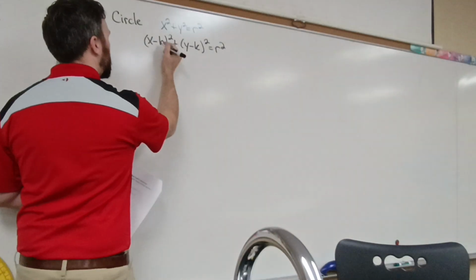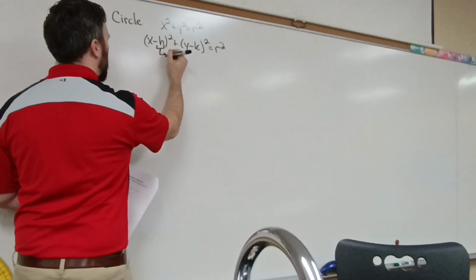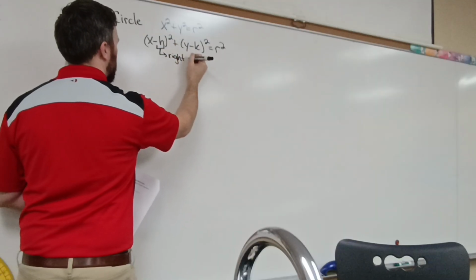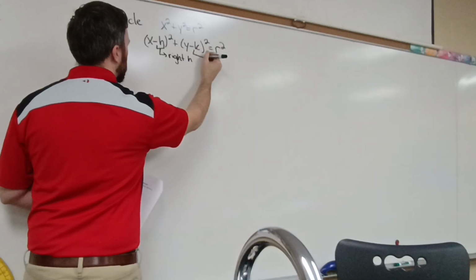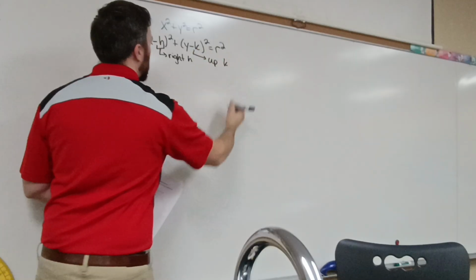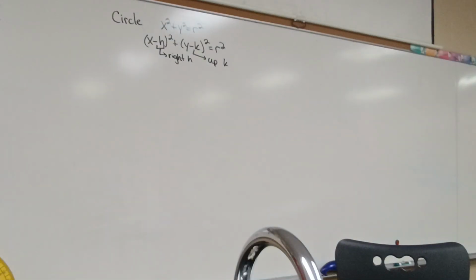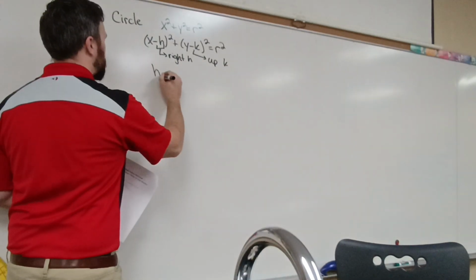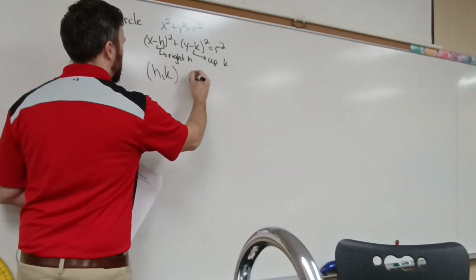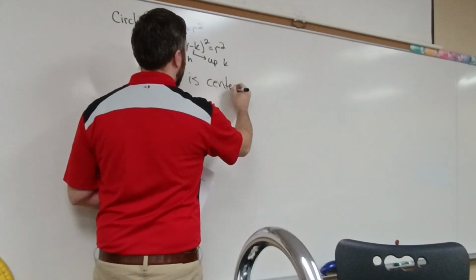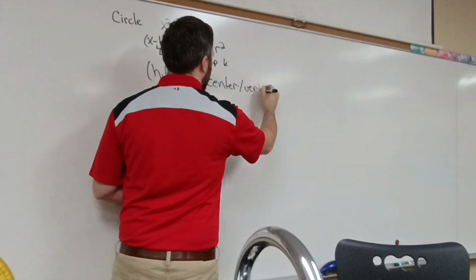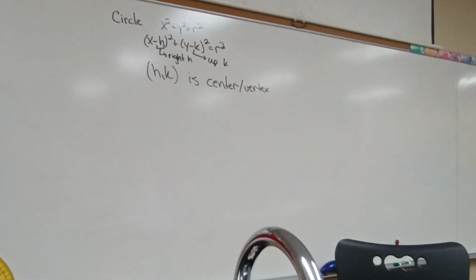So technically, if it's x minus h, that's right h. And then this would actually be up k. Because they're both on the left side parentheses, we do the opposite of what's in the parentheses to move it. Okay? So our center is (h, k). (h, k) is center. And then I'm going to put a dash vertex because this works for parabolas as well. It's the same thing for all of them. It's (h, k) is your center point.